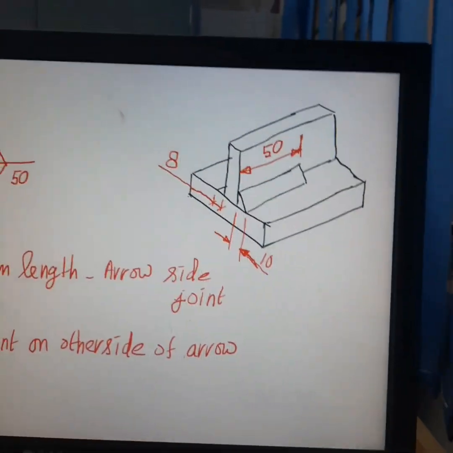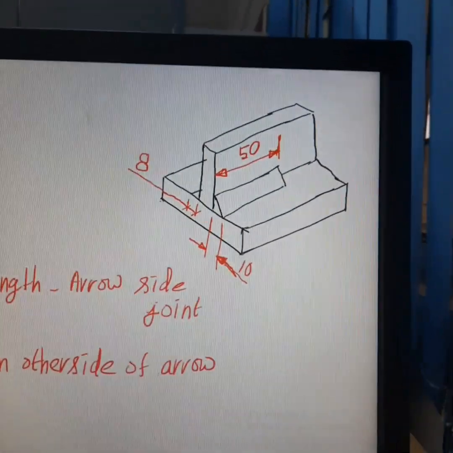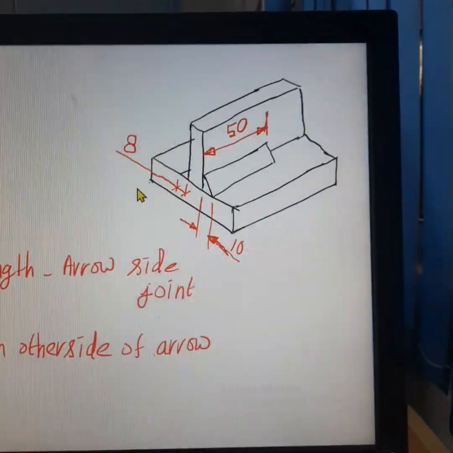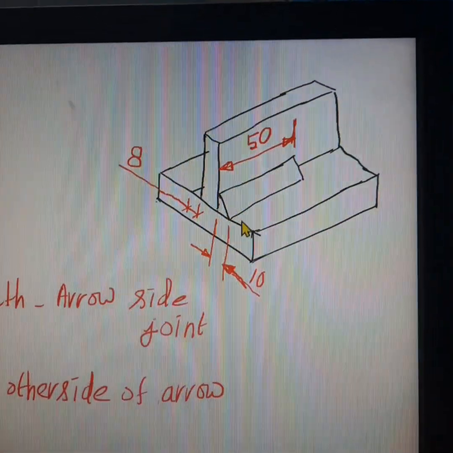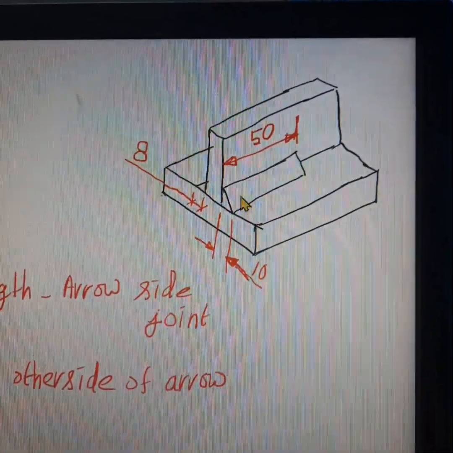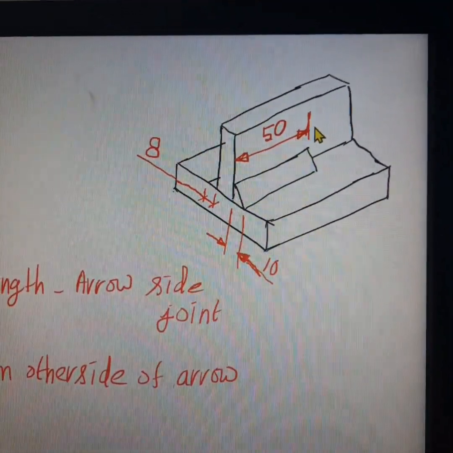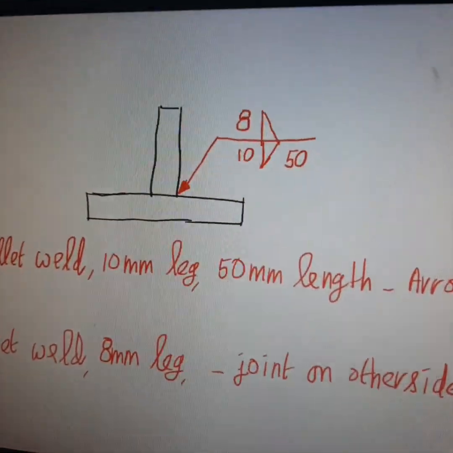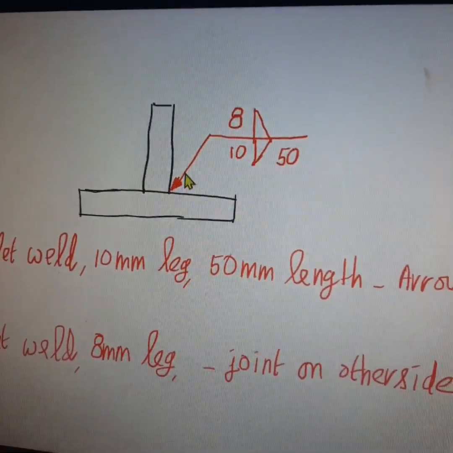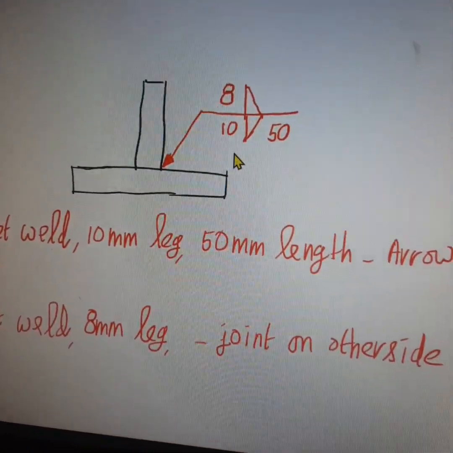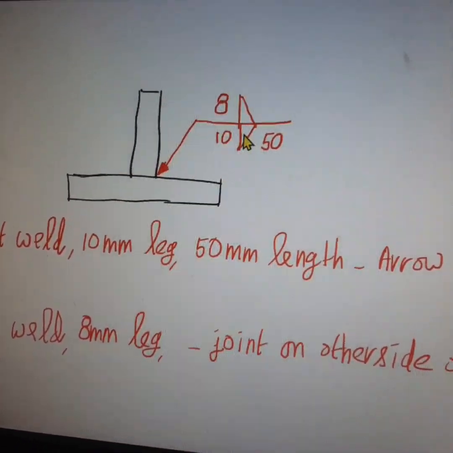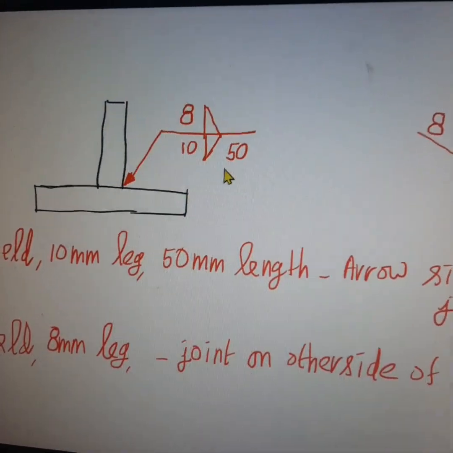When I want to perform welding for a shorter length, so here in this example, I want to perform welding only for a length of 50 mm. How to indicate this? Now on the arrow side, you want to perform a fillet weld of size 10 mm only for a length of 50 mm.